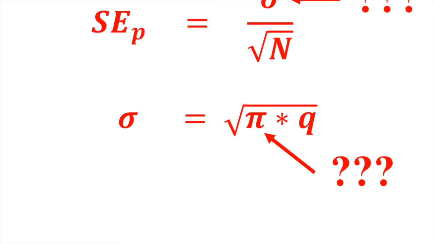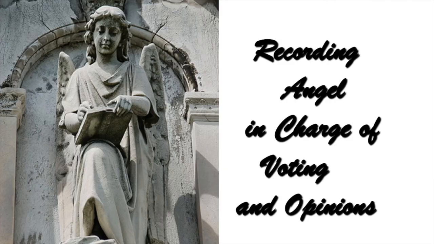But no one really knows pi. In fact, that's why polls are done. We can't directly know what pi is, so we try to gain information by taking a sample. I suppose you could ask the recording angel, like in the last lecture, but that's generally not an option. So statisticians have come up with a different approach.